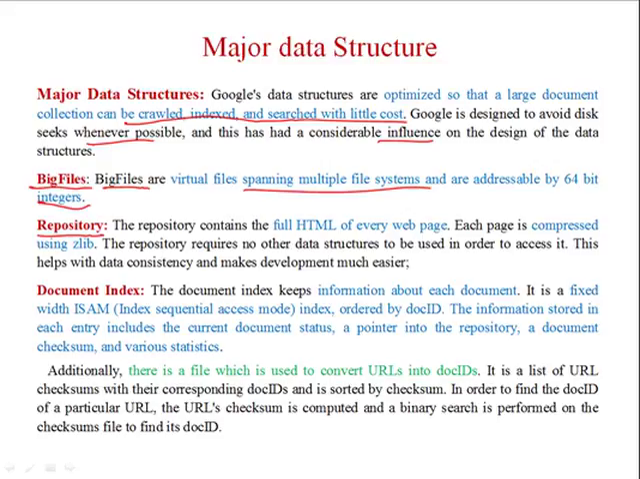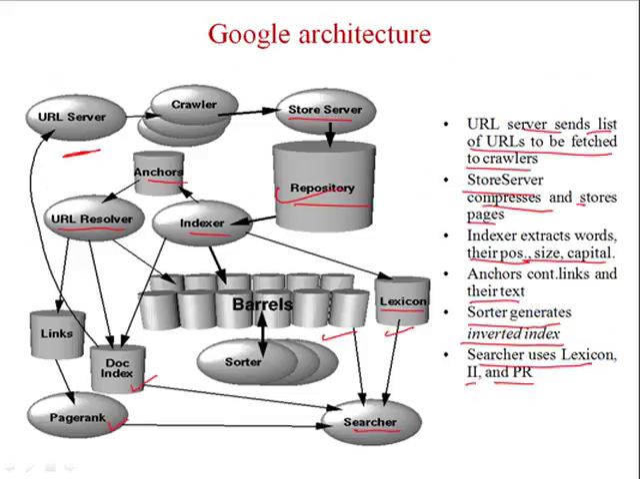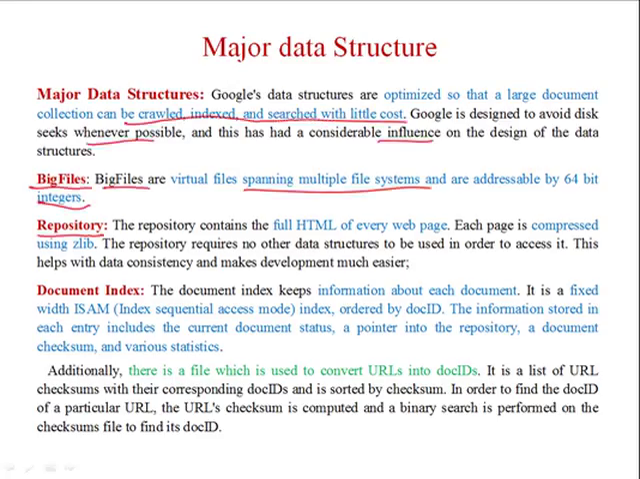Second is the repository. The repository contains the full HTML of every web page. Each web page is compressed using zlib to zip format. The repository requires no other data structure to be used in order to access it. This helps data consistency and makes development much easier.